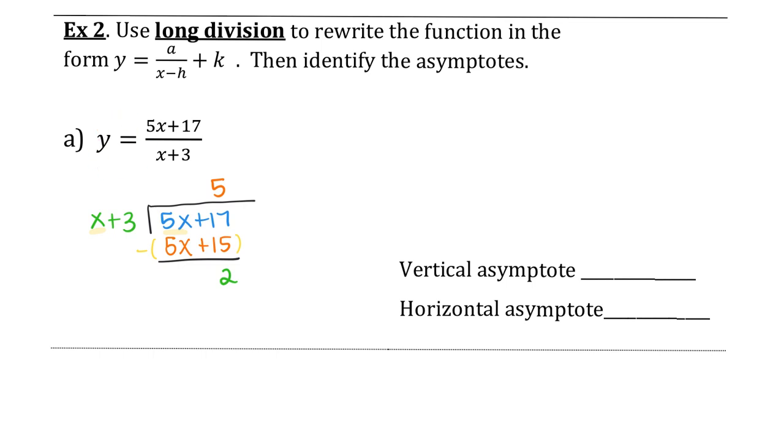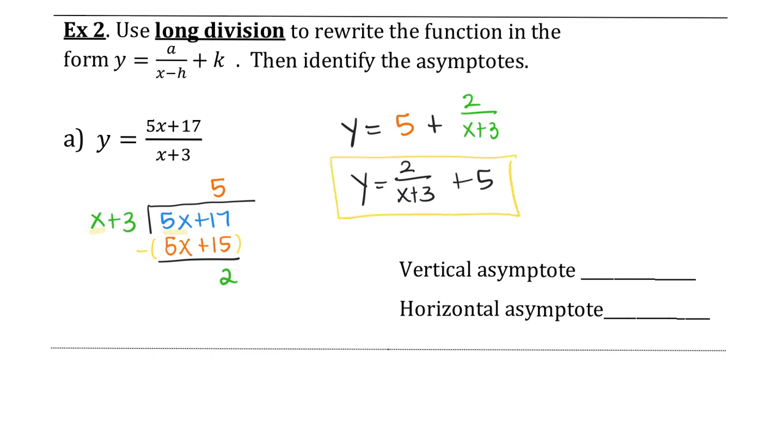Okay, let's rewrite this equation. Since it was y equals, I start with y equals. When I divided, I got 5, so it's going to be 5. What was my remainder? My remainder was the 2, and that was divided by x plus 3. Which looks very similar to this format right here. If you get used to these, you might start writing them in the opposite order, like this: 2 over x plus 3, plus 5. Now that it's in this format, what's the vertical asymptote?